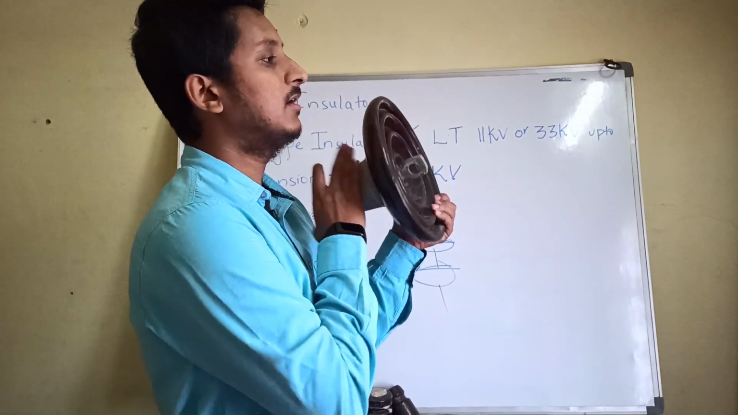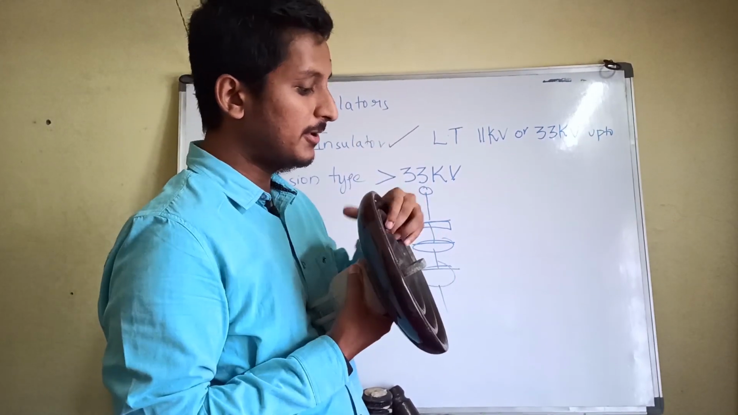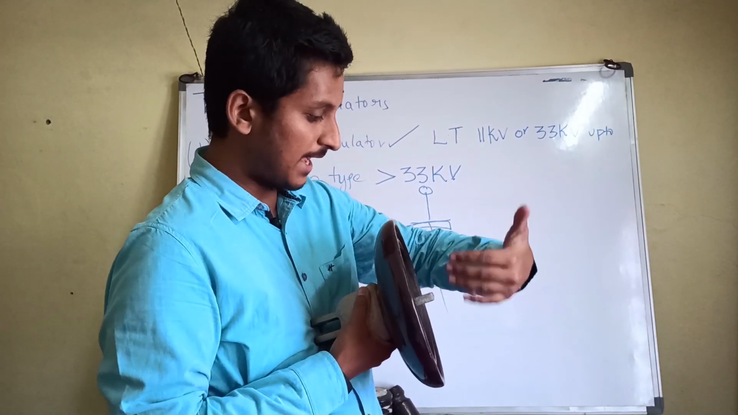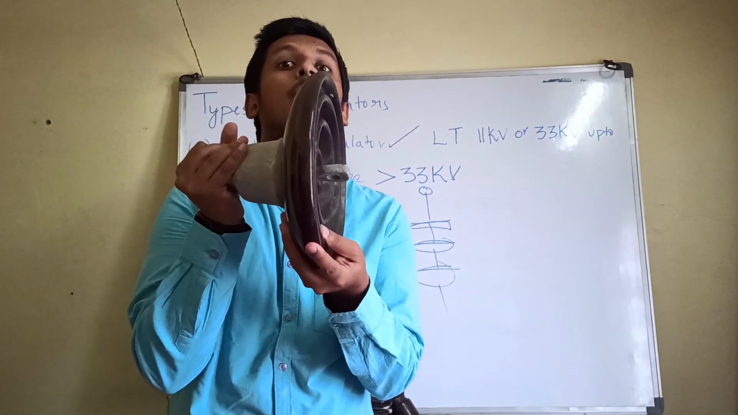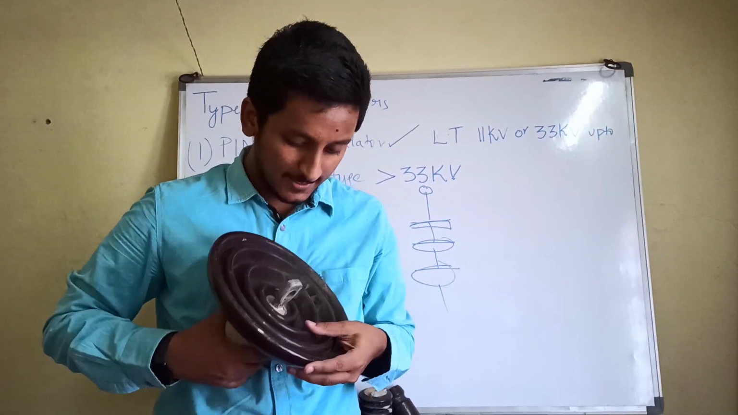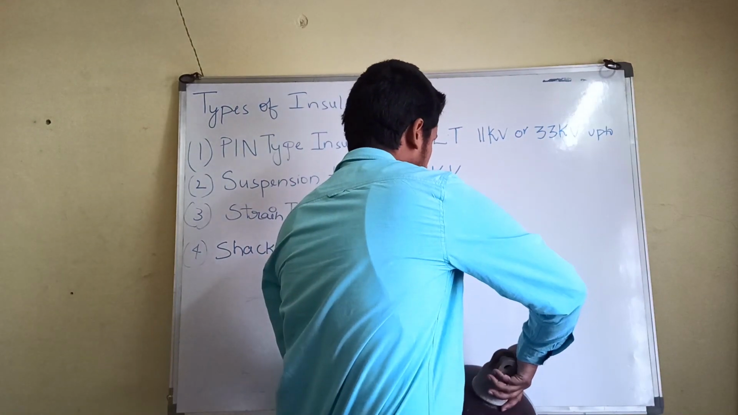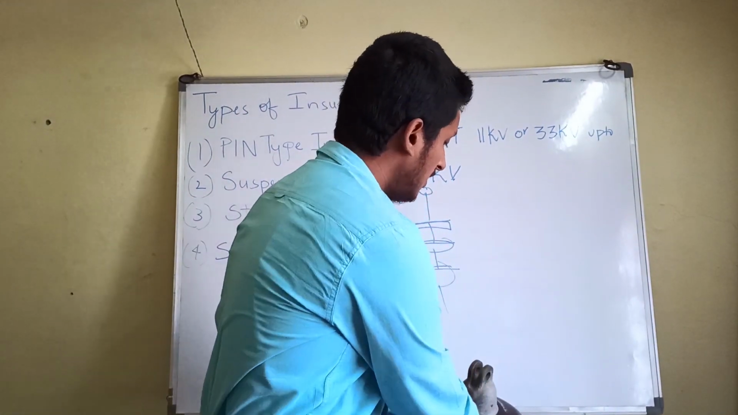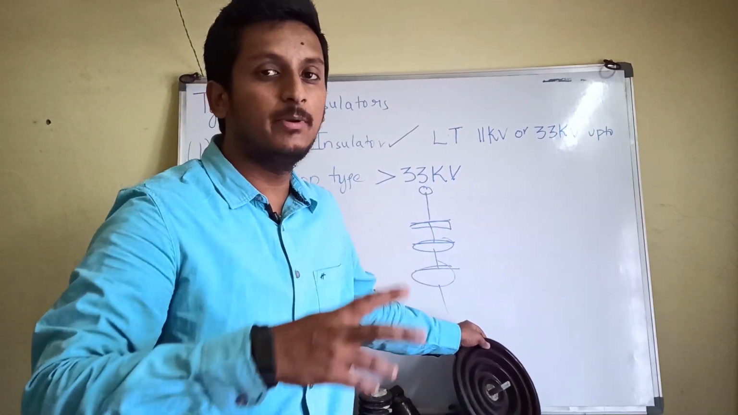Now if I am a cross arm, I will be holding this disc like this, and there will be one more disc kept to this, and this will be extended like this. That means this disc will be kept horizontally, and the discs will continue depending upon the voltage ratings. Suppose it is 66 kV. Now for 66 kV, 6 discs will be used.